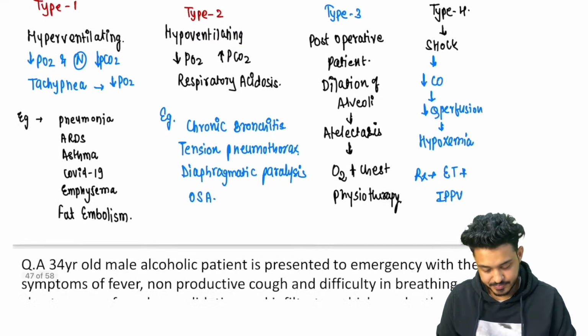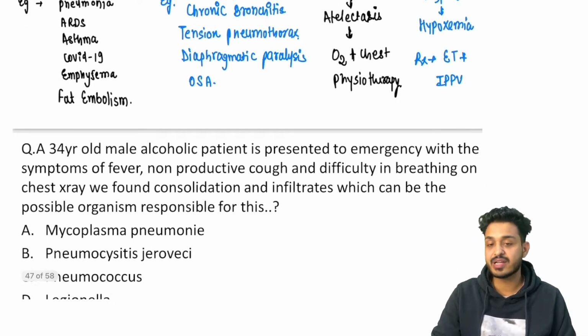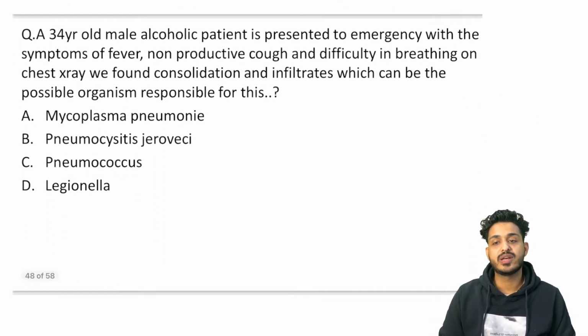All right. ET tube will be there, and then we can give the IPPV. Okay. Now, very important question, right?